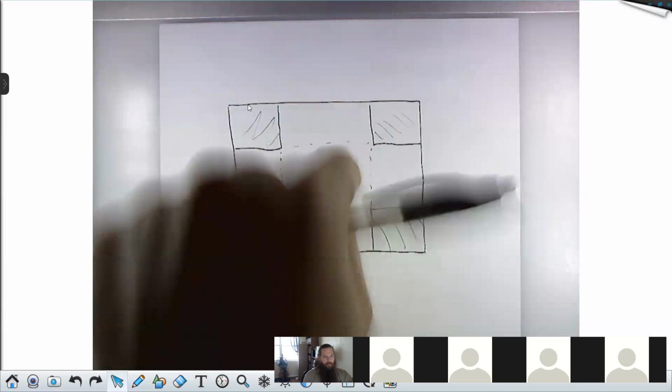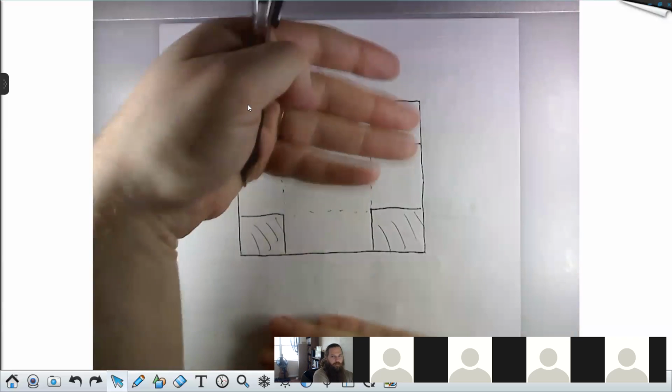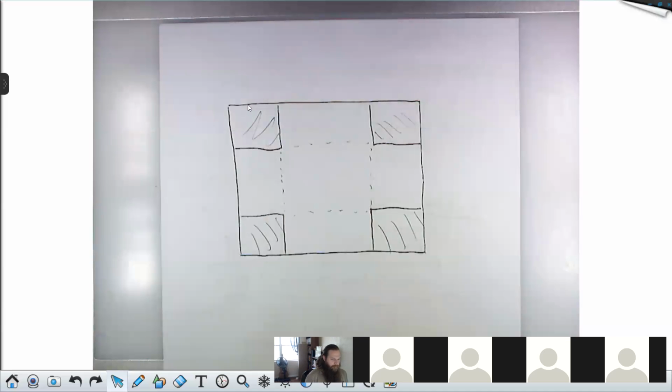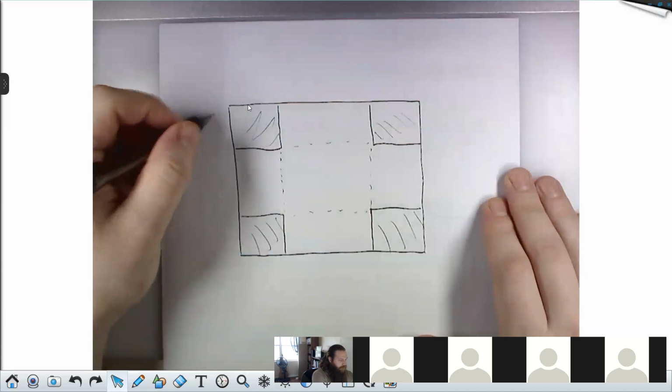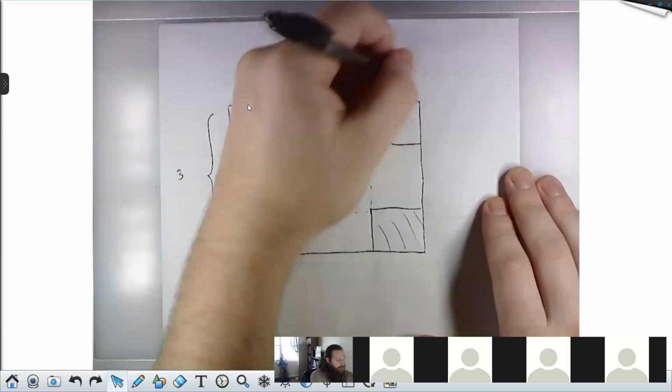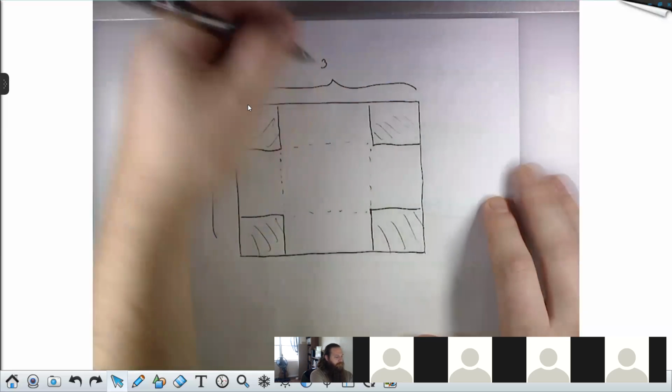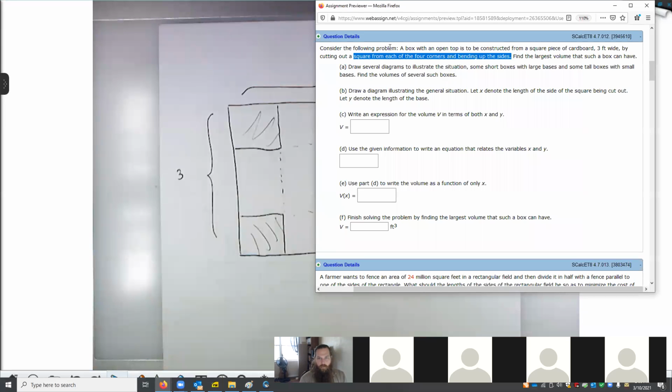I'm looking down from the top now, and I'm going to fold these up. That gives me my box. They told me that the dimensions of the square with which I began is 3 feet by 3 feet. And they want to know, draw several diagrams, the general situation, an expression for the volume in terms of X and Y. So our box can have, find the largest volume it can have. Let X denote the side length of the square being cut out. Let Y denote the side length of the base.